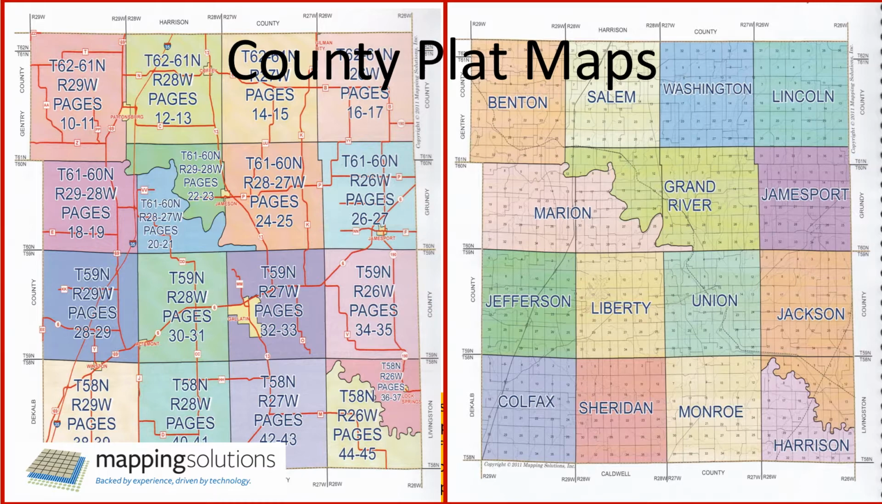For example, the area in Township 59 North and Range 29 West can be found on pages 28 and 29 in the plat book. Looking at the map on the right, we see that that township is called Jefferson Township. When referring to these, it's much easier to say Jefferson Township than Township 59 North, Range 29W. People have an easier way to identify it by a name.